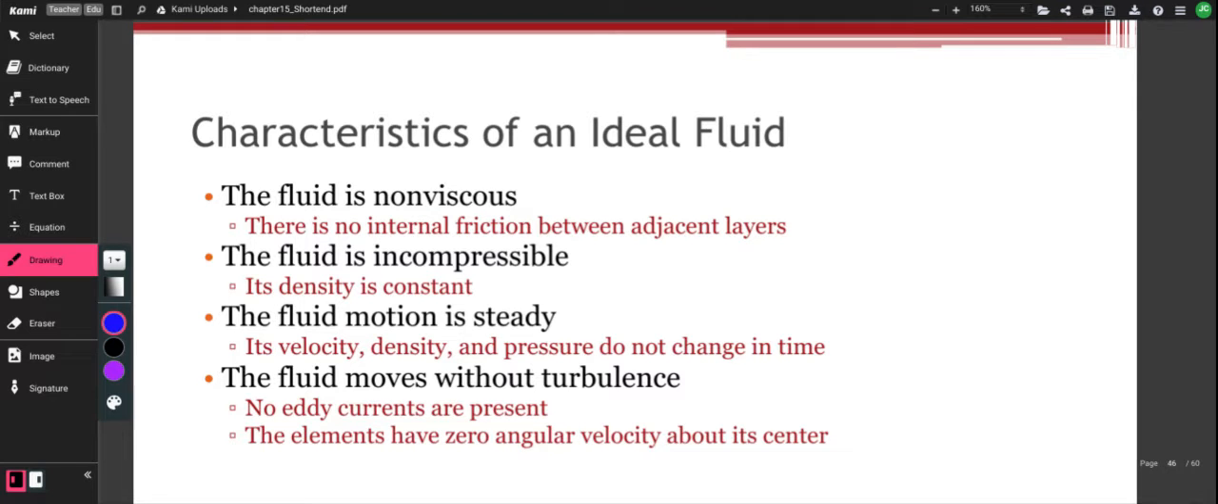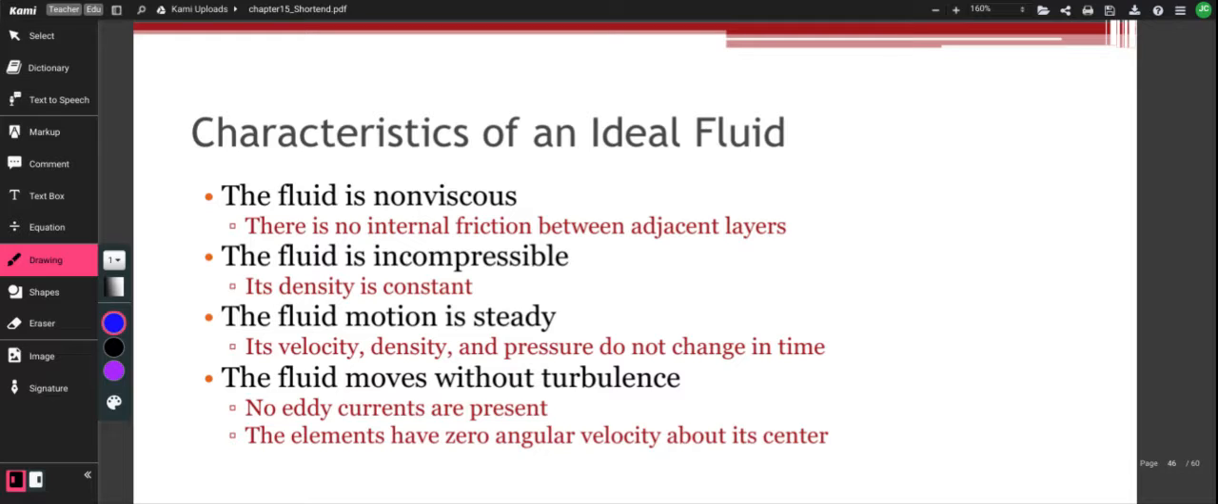Bernoulli's principle deals with the flow of fluids and how there are energy differences with the flow of fluids, and that ultimately leads to an understanding of how pressure changes as fluids are flowing.